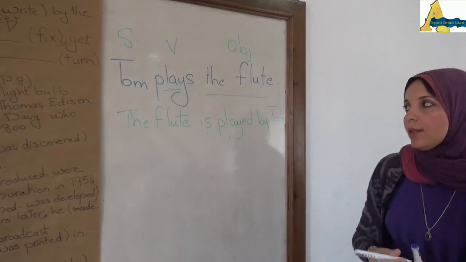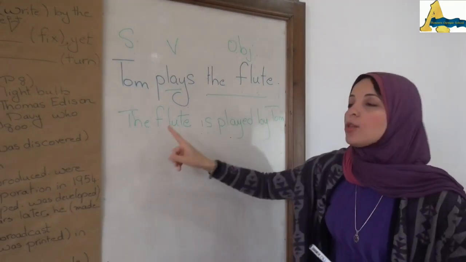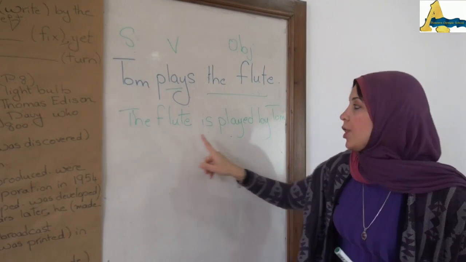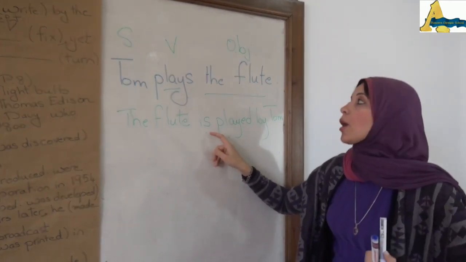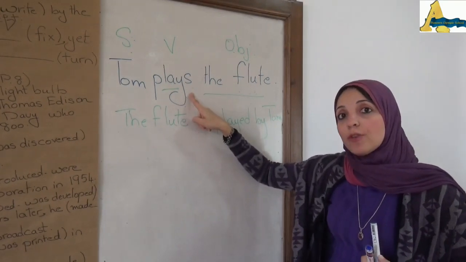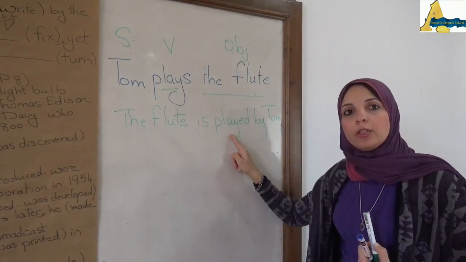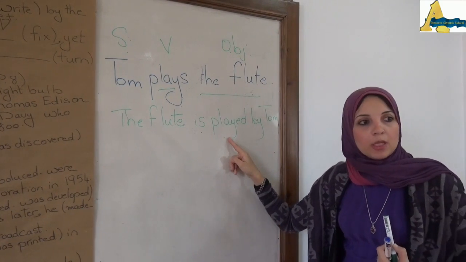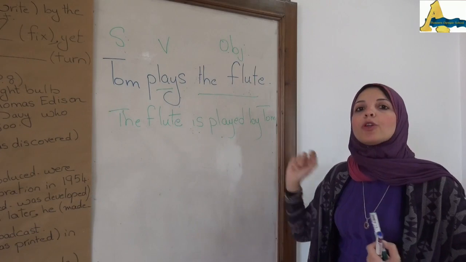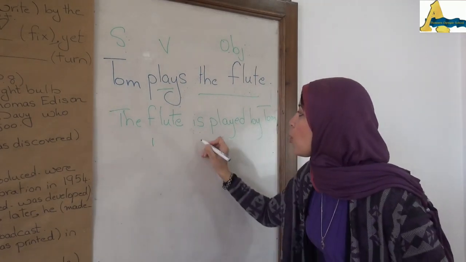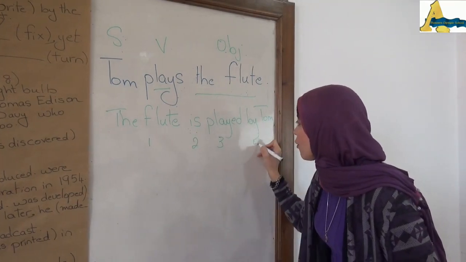What did I do in such a sentence? First of all, I started with the object. Then I put the verb to be in its suitable form according to the verb given in the active sentence. Third, I have the past participle of the verb. And the fourth thing is by before the doer. So how many steps? 1, 2, 3, 4.